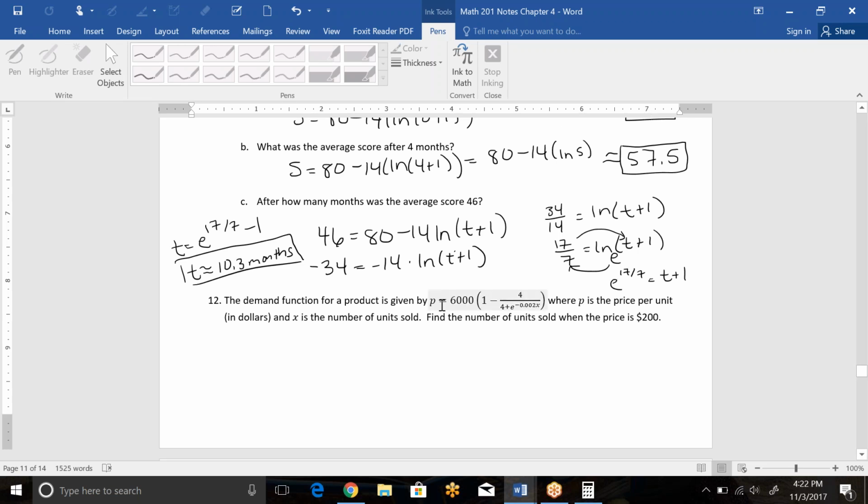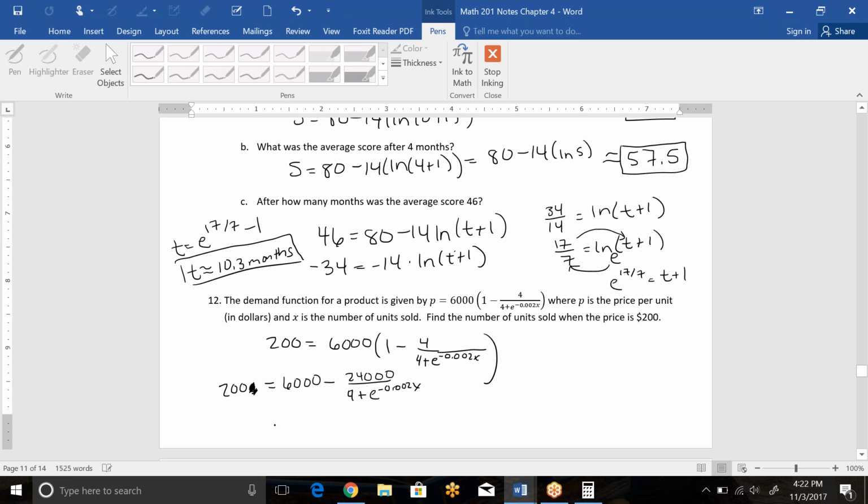So we're going to plug in the p of 200 that they gave us. So this is 200 equals 6,000 times 1 minus 4 over 4 plus e to the negative 0.002x. I would probably distribute that 6,000. Oops, that is not a 2,000, sorry. Let's just mark out that 0. So 200 equals 6,000 minus, when you do this, this would be 6,000 times the 4 on top. So that's 24,000 over, you don't need to do anything to the bottom.